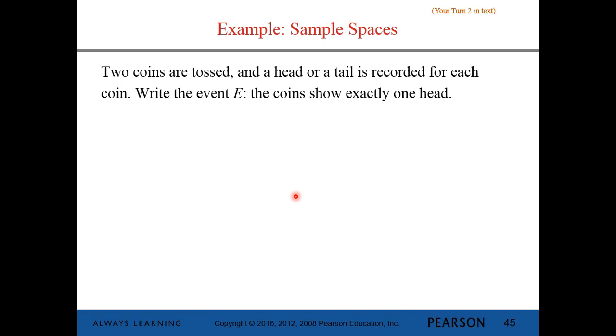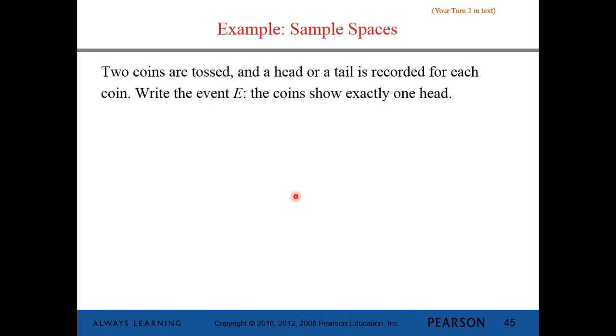Okay, 2 coins are tossed and a head or tail is recorded for each coin. Write the event E: the coins show exactly one head. Okay, so now how would we write the event? Again, in set notation, because remember, an event is a set of outcomes. How would we write E, the event of getting exactly one head?